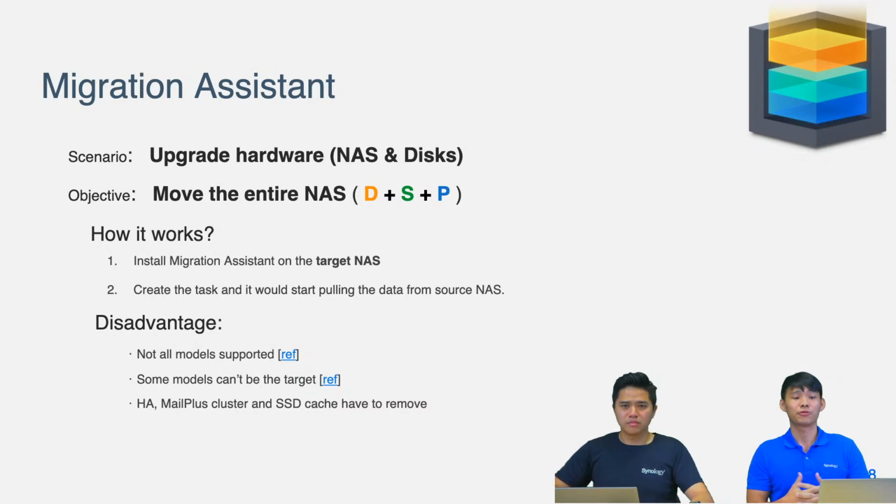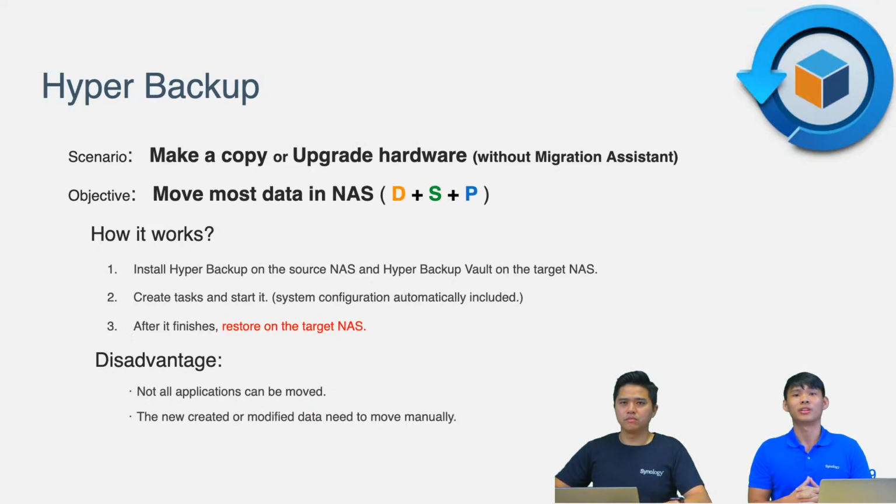Definitely. Migration Assistant is not the only option for moving millions of files. We could also use Hyper Backup as the second solution. Hyper Backup could also move the data, system configuration, and packages. Furthermore, you don't need to unbind the HA cluster. Now I'm confused. If Hyper Backup can do the same job as Migration Assistant, why should I use Migration Assistant? You got me.